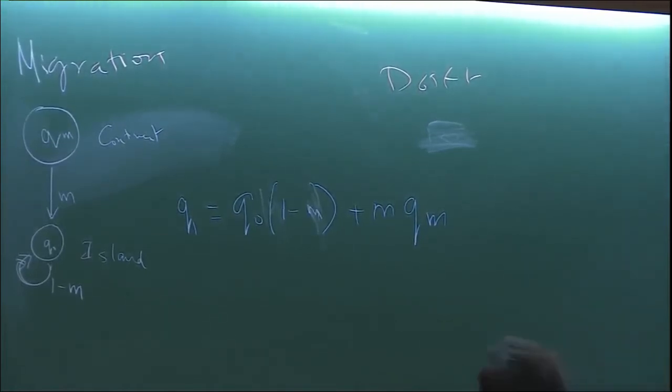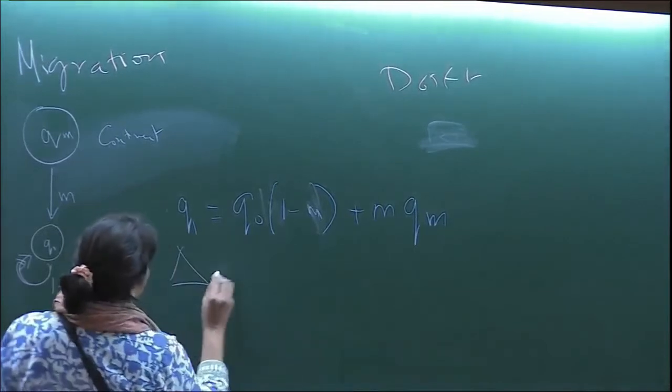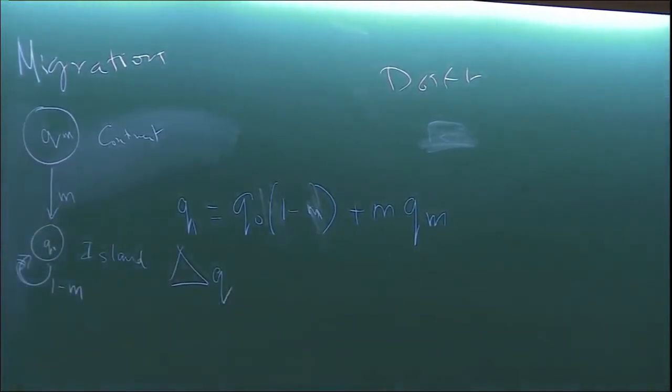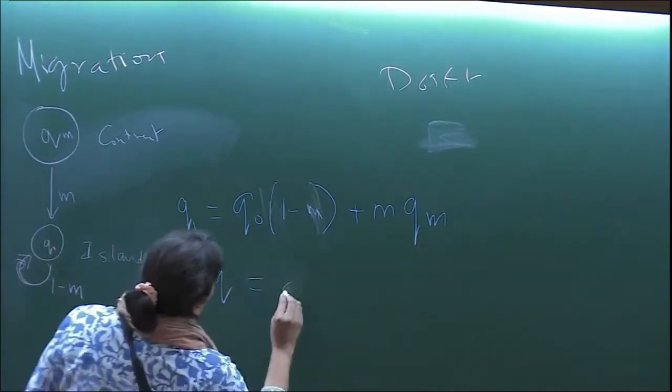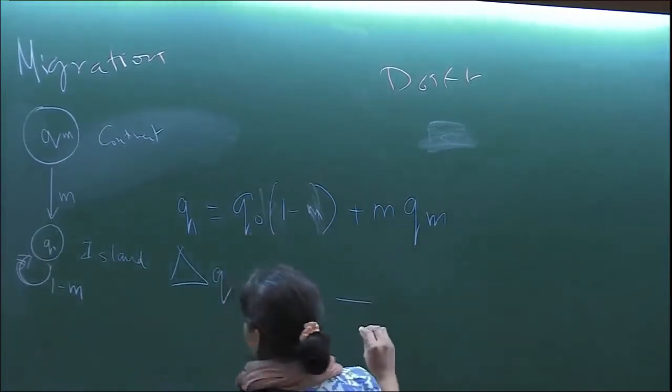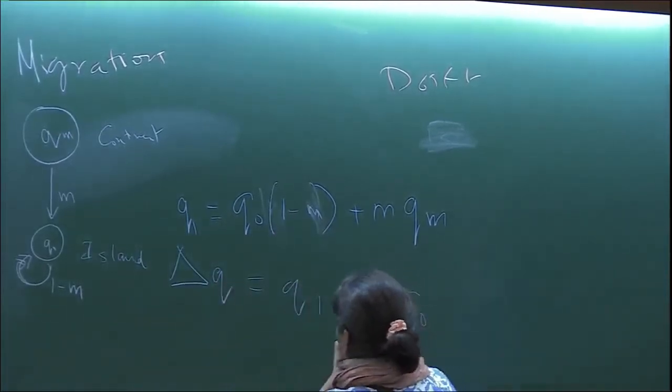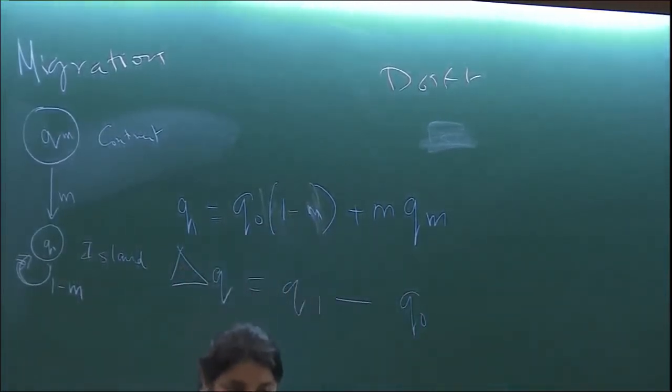Mixing. So then, what is delta Q? We started out with the question, how does migration change the allele frequency? What is delta Q? Q1 minus Q0, which is, go ahead, you had a question?